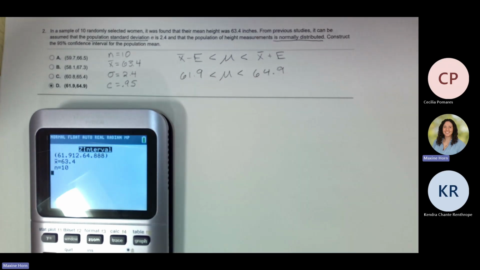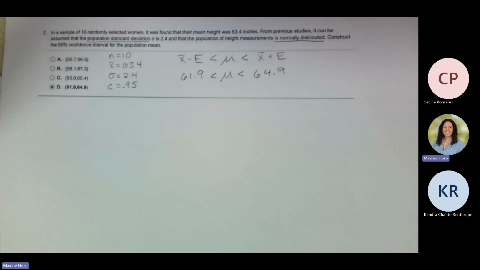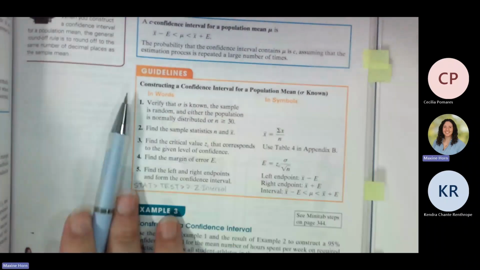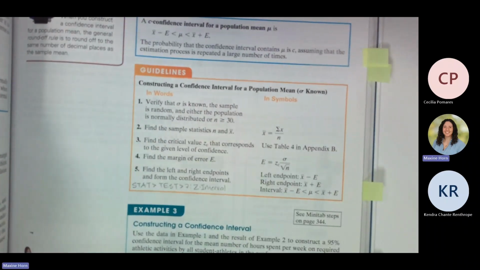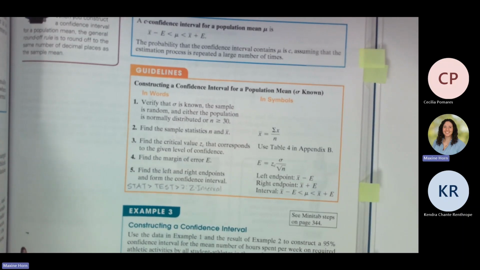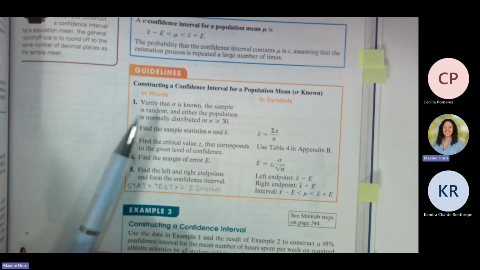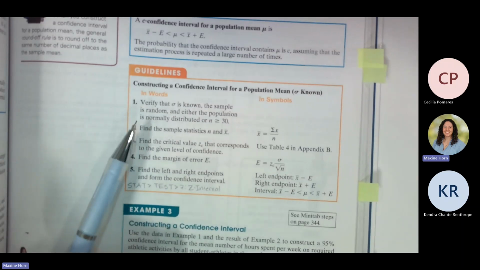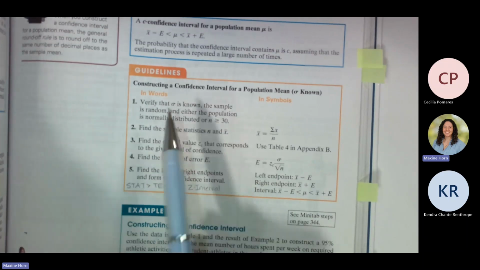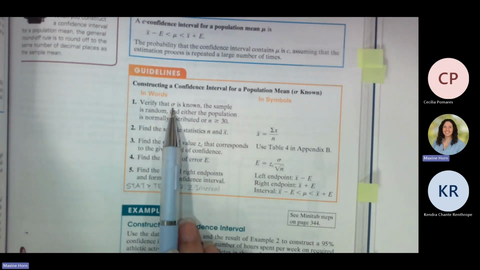So on page, let's see, this is page 301 of your textbook. So let's take a look here, page 301. All right. So the guidelines here, I know this looks like a lot, but if we break it down, what it's telling us is how to do these step by step by hand. The important thing that I want to draw your attention to here is this first thing here. We need to verify that we can actually do this, that we're actually allowed to, that we meet the criteria. So verify that our population standard deviation is known.